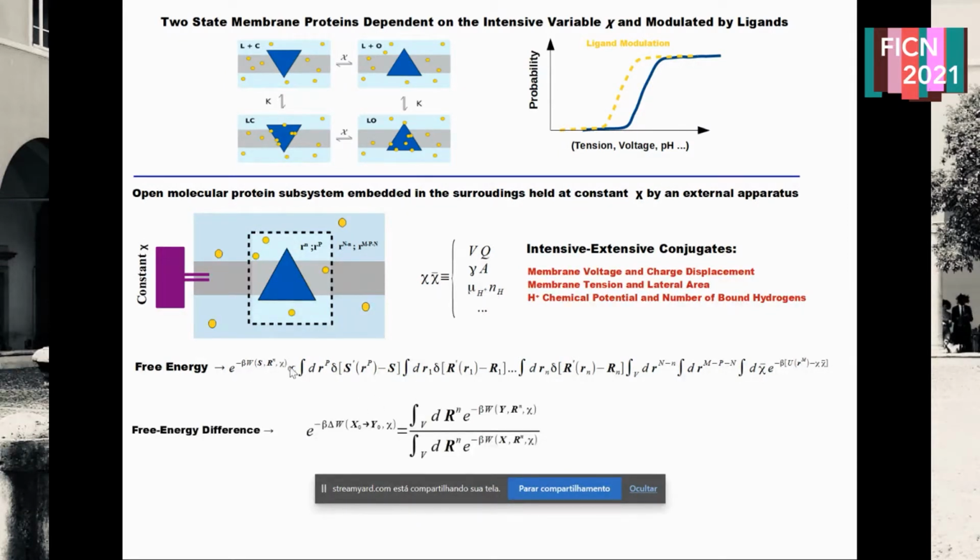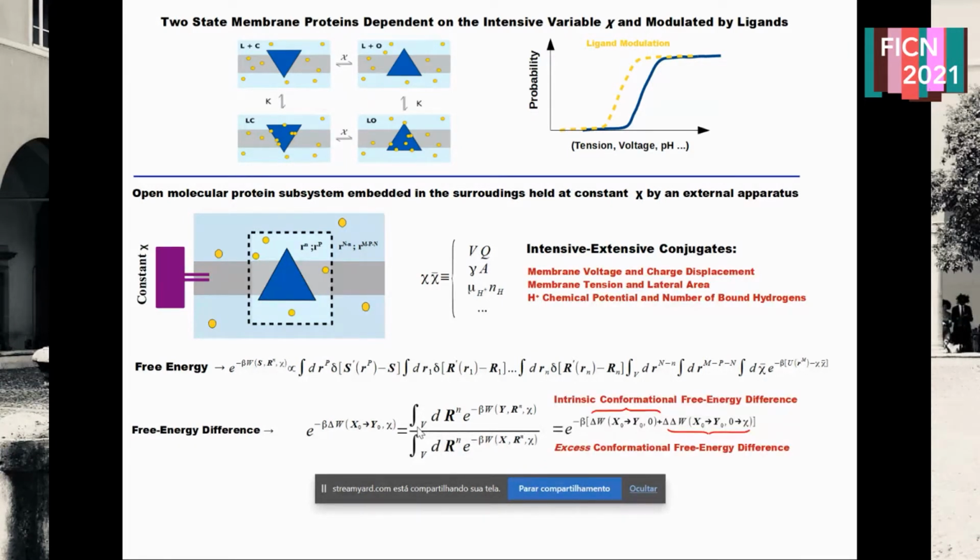The definition of that free energy is important because we may then define the free energy difference between conformations of the protein, X and Y, when the protein is stimulated at a constant value chi. And we may define that free energy difference for the specific situation where all the ligands are in the reservoir volume, meaning that they are not bound to the protein.